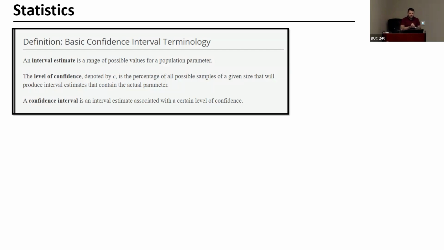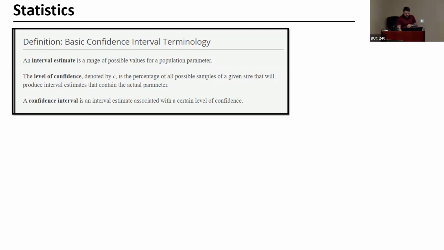Okay, an interval estimate is a range of possible values for a population parameter. The level of confidence, denoted by C, is the percentage of all possible samples of a given size that will produce interval estimates that contain the actual parameter. And that's a weird one. And then the confidence interval is an interval estimate associated with a certain level of confidence.